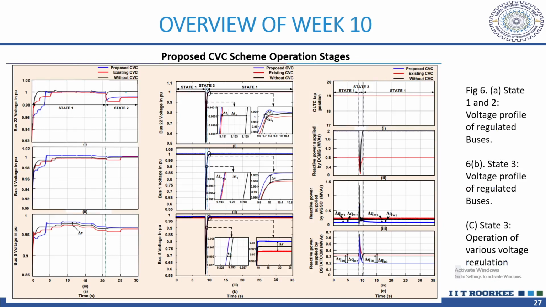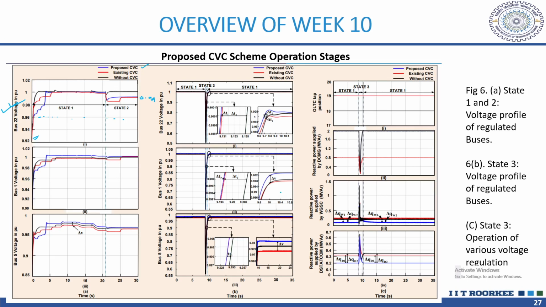Then moving forward, we have the bus voltages. If you see the proposed scheme, it is between 0.96 and 0.99, while in the other methods it is going beyond 0.94, to about 0.92. So we can say the voltage is improved using the proposed scheme. Same you can see everywhere.